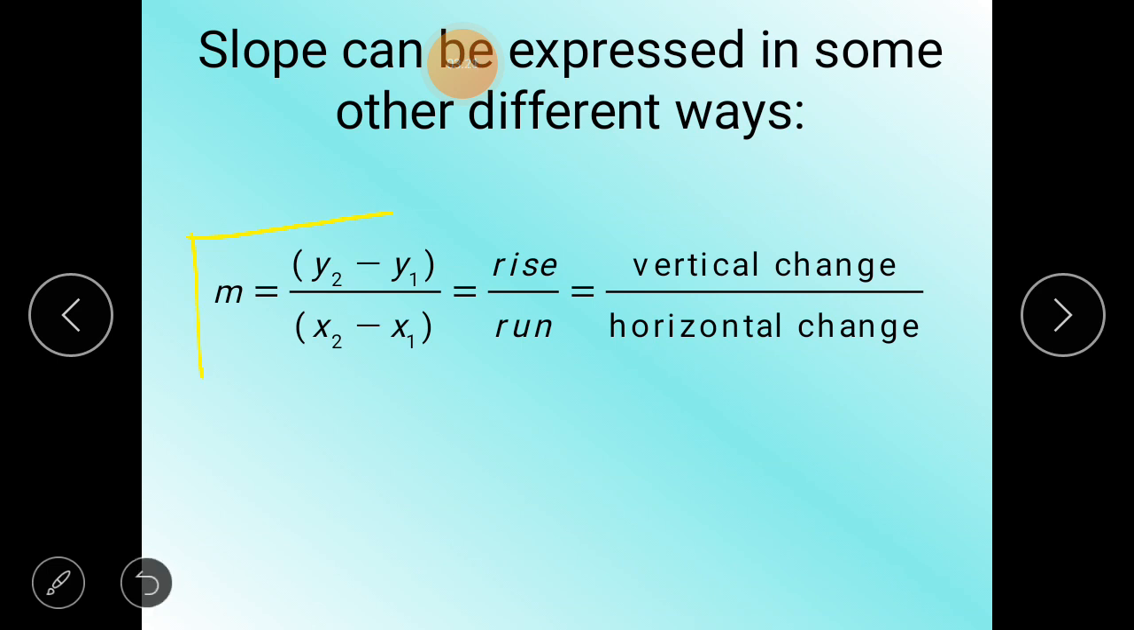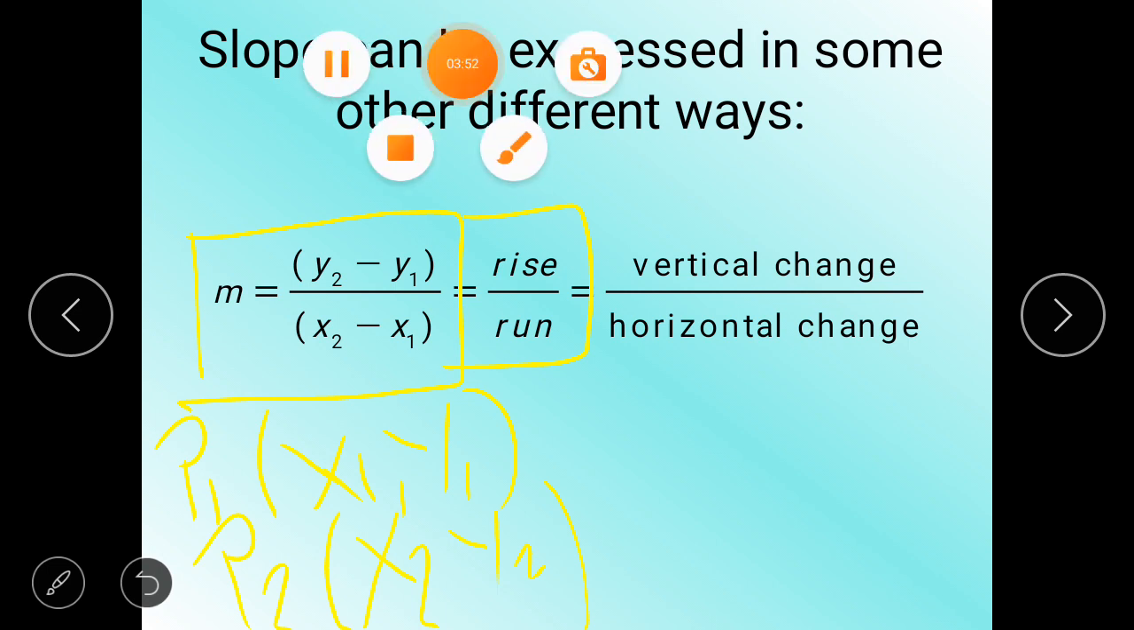This is the first one. Again, we use this if the given are 2 points. If you have point 1, you have x sub 1 and y sub 1, and point number 2, you have x sub 2, y sub 2. If the given is a graph, you can use rise over run. Later, I'm going to show you how.